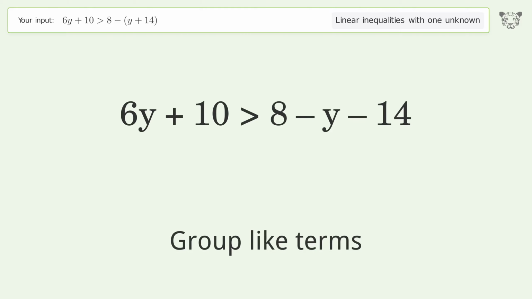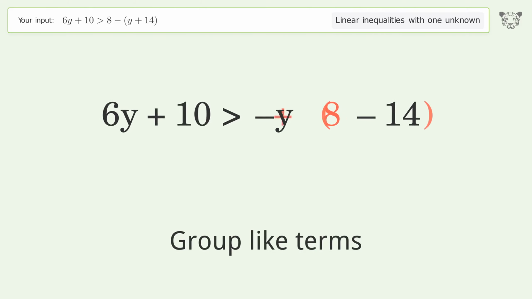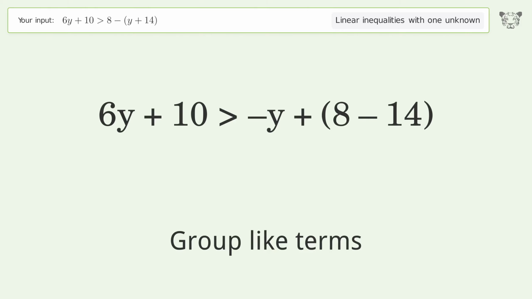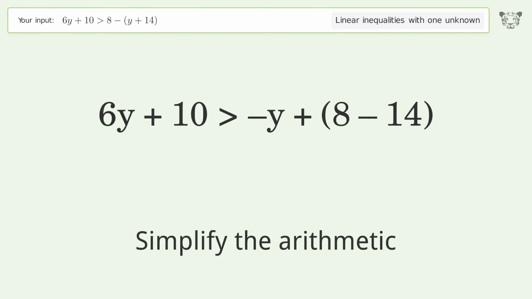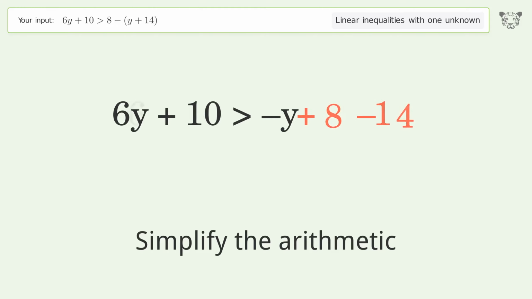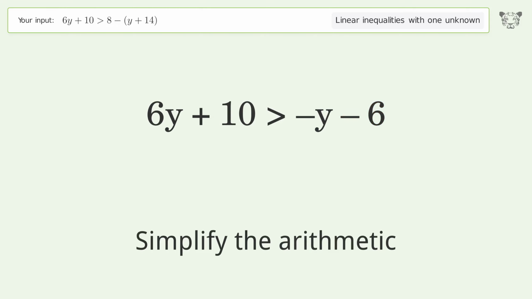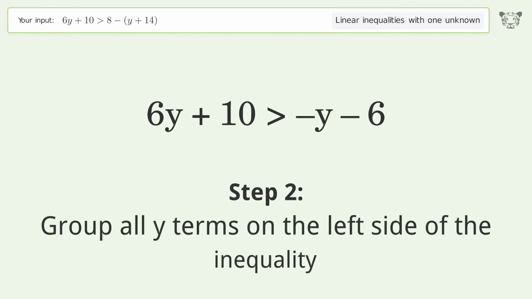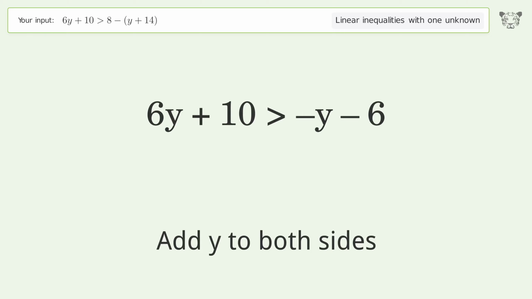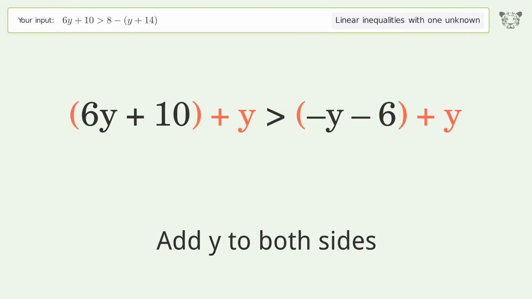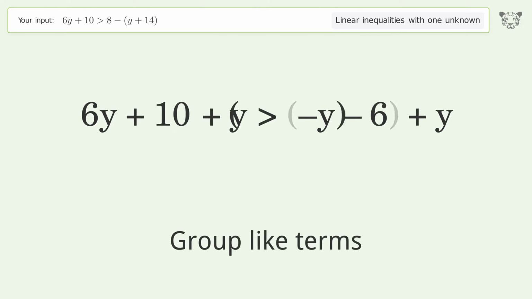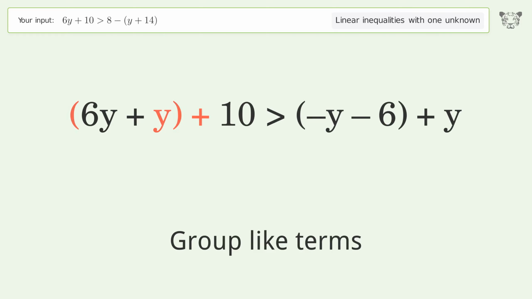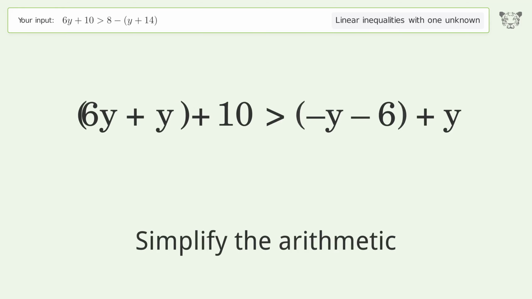Group like terms. Simplify the arithmetic. Group all y terms on the left side of the inequality. Add y to both sides. Group like terms. Simplify the arithmetic.